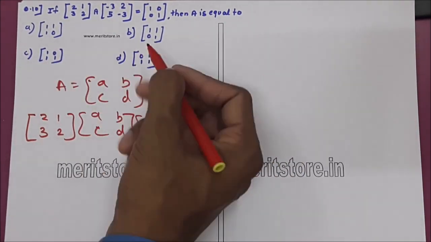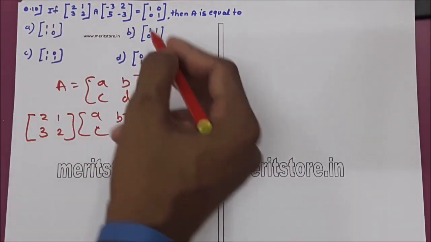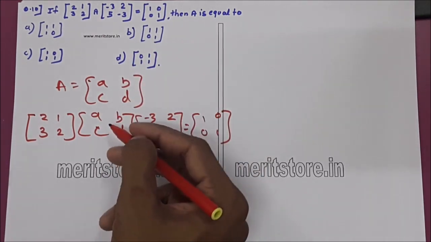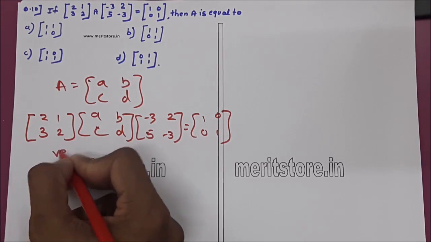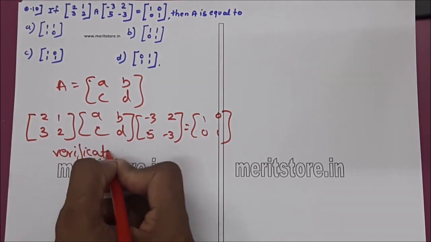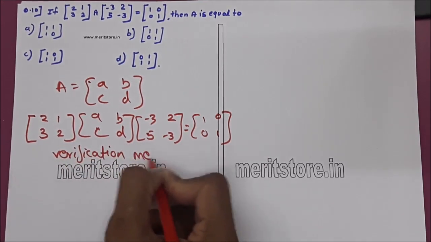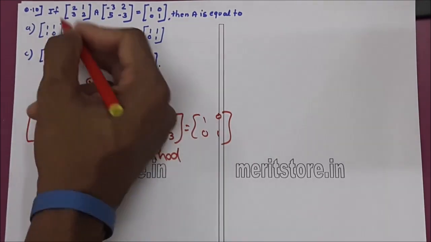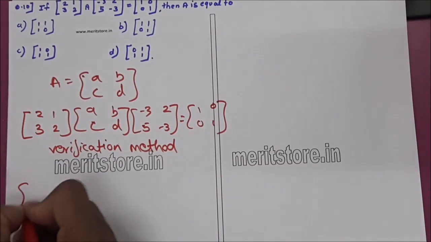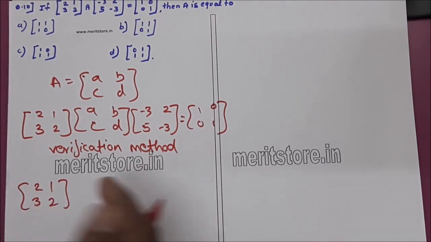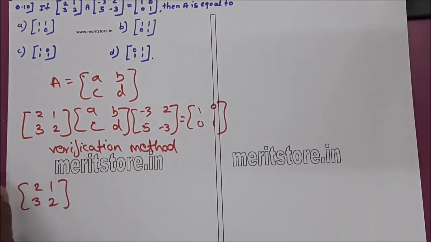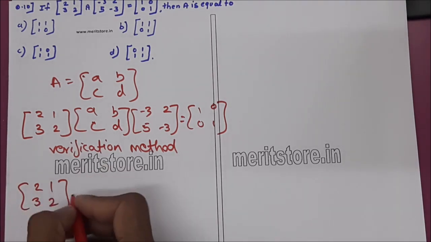So we substitute the options in matrix A one by one, which is known as the verification method. We substitute option A in matrix A, we get 1, 2. So we should get the unit matrix. So we check for that.